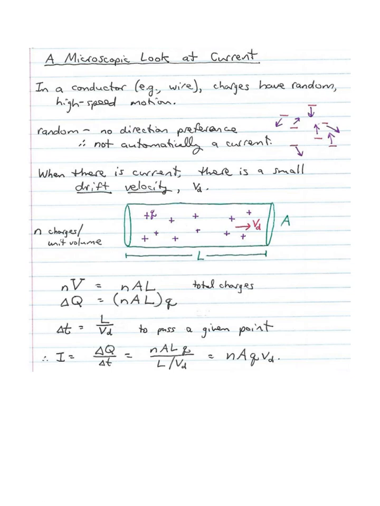Let's now zoom in to a wire and take a microscopic look at current. In a conductor, for example a wire, charges have random high-speed motion. Random means there's no direction preference. And so there's not automatically a current. You've got some negatives moving to the left, some going up, some going down. And if there's no preference among all these billions of charges moving around randomly, it will all balance out, it'll all zero out. So there is no current. But when there is a current, there's a small drift velocity.